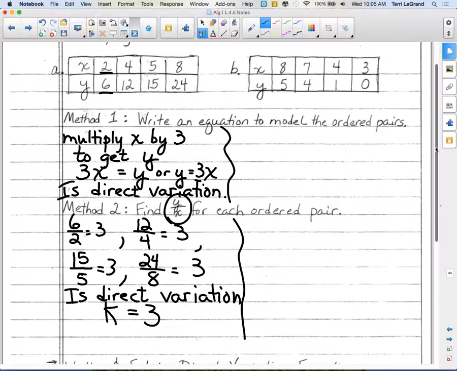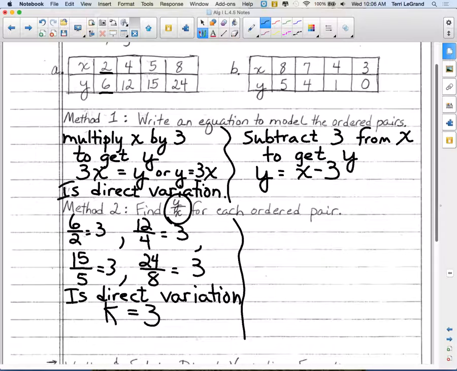8 take away 3 is 5, and 7 take away 3 happens to be 4, and 4 take away 3, that's 1, and 3 take away 3 is 0. So we would say subtract 3 from x to get y. So what would that equation look like? Y equals, how do we get our y? Y equals, not 3 minus x, but x minus 3.